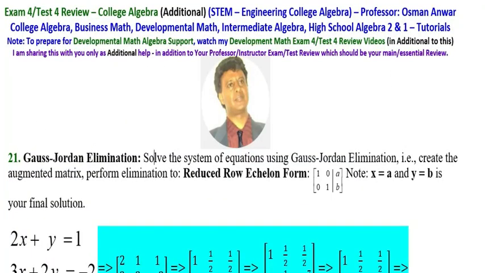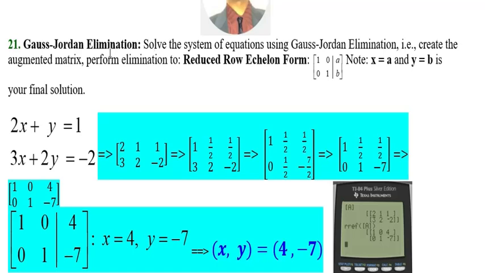In questions 21 to 25, we have done Gauss-Jordan Elimination, Reduced Row Echelon Form. We have seen the manual solution. Now let's go back and verify our manual solution with technology, TI-84 Plus. For number 21, we'll create a matrix called A.